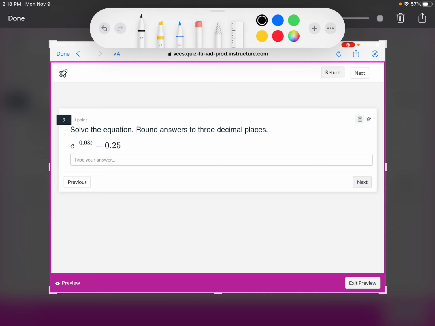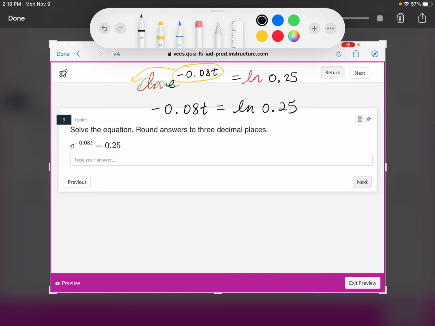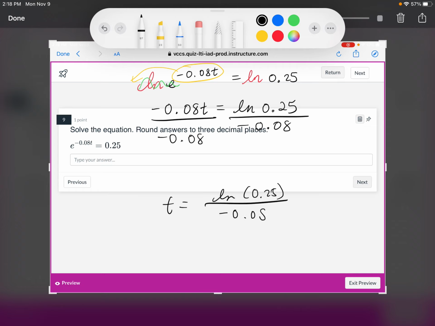e raised to the -0.08t equals 0.25. Take the natural log of both sides, as soon as your e term is isolated. If you do that, that exponent comes down, -0.08t. The e and natural log cancel out, equals natural log of 0.25. Divide both sides by -0.08. So t must be natural log of 0.25 divided by -0.08.